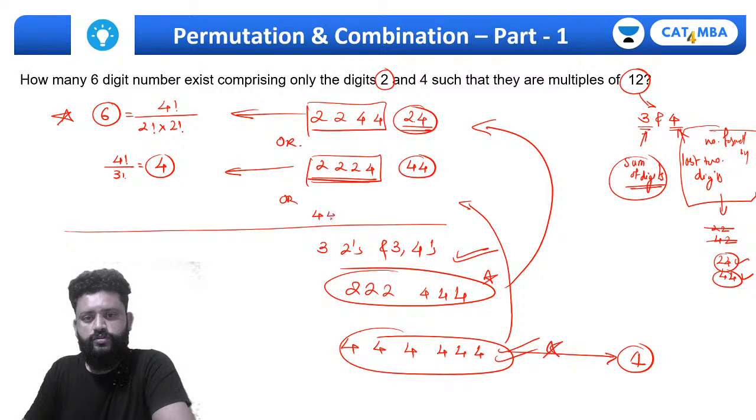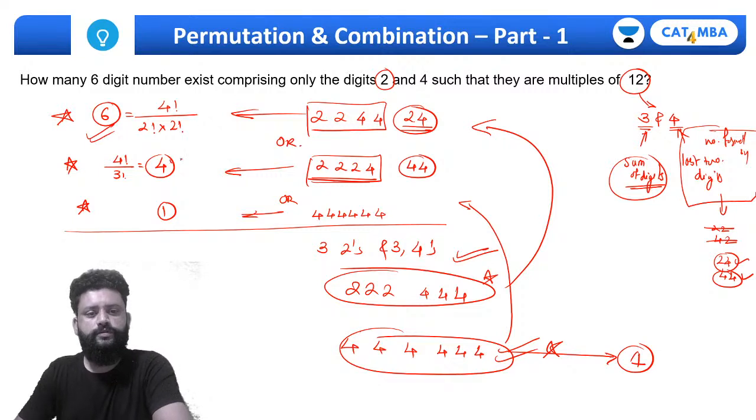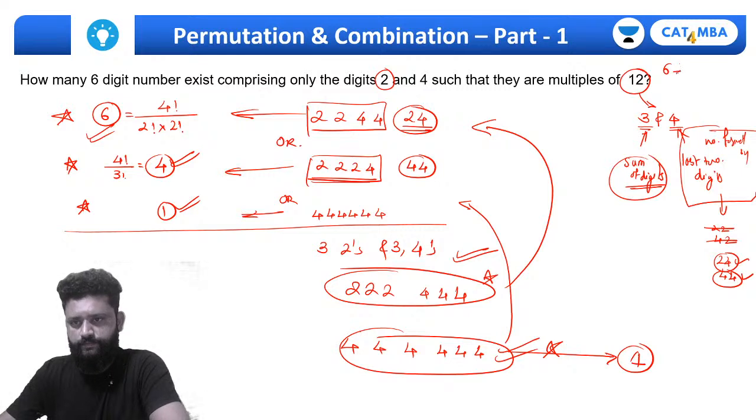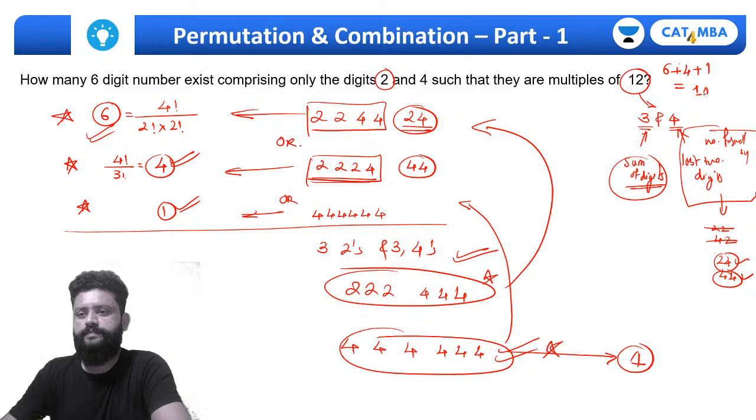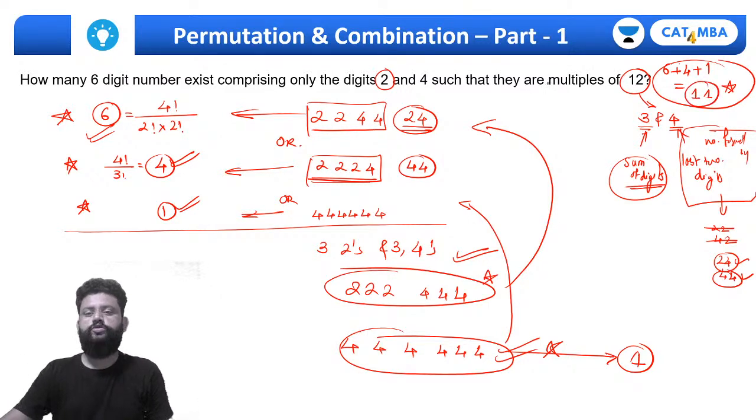And at last one more possibility we had, that is all 4s. This is just one possibility. So how many possibilities do we have? Total number will be 6 plus 4 plus 1, which has to be 11. Really important and tricky question. Understand, we should be able to tackle these types of questions. The answer is 11.